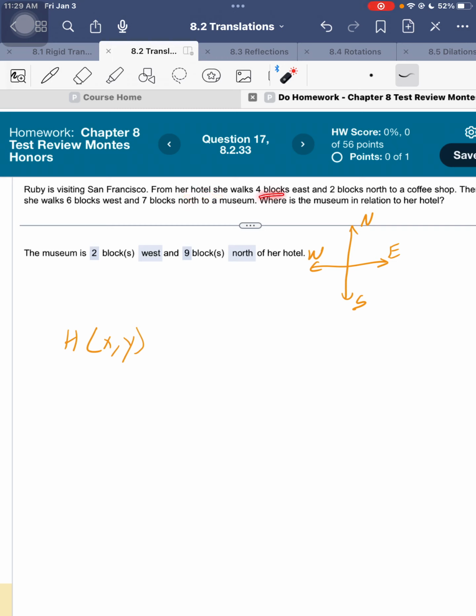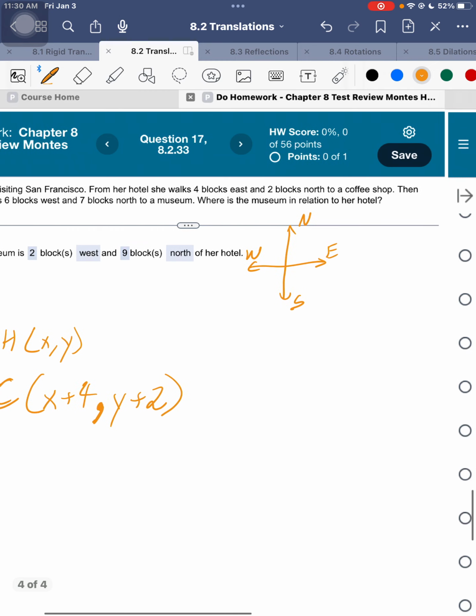From her hotel, she walks 4 blocks east and 2 blocks north to go to the coffee shop. So the coffee shop, let's put C, is going to be what? If she walks 4 blocks east, it's going to be x plus 4 because we're starting at the hotel. If the hotel's an x, then we need to put x plus 4. We're talking about the perspective from her hotel to the coffee shop. And now 2 blocks north, so we're going to add 2.